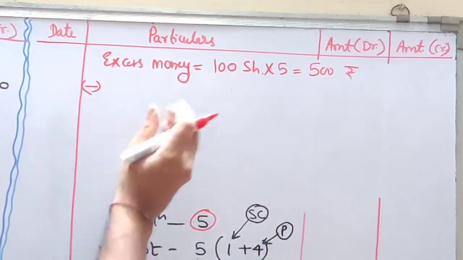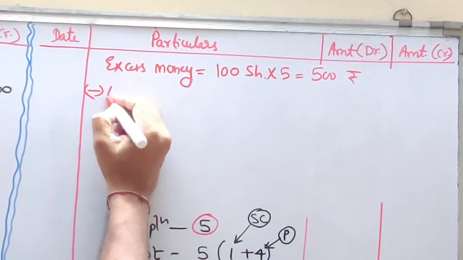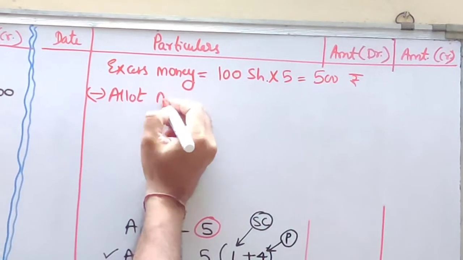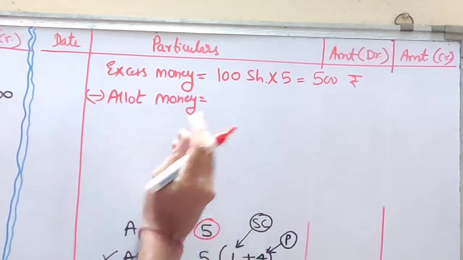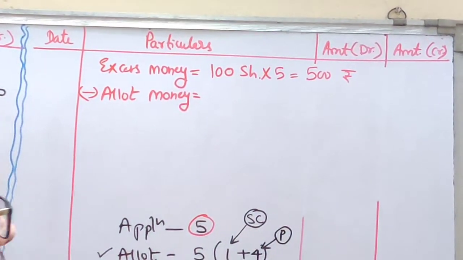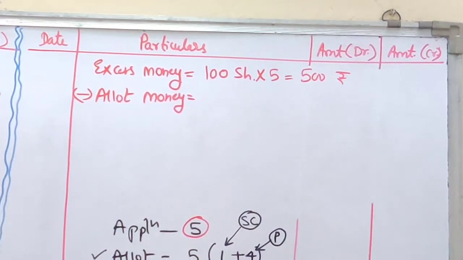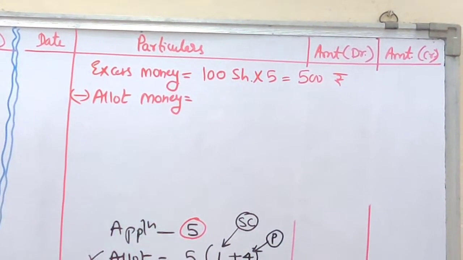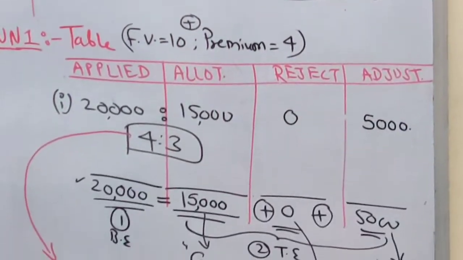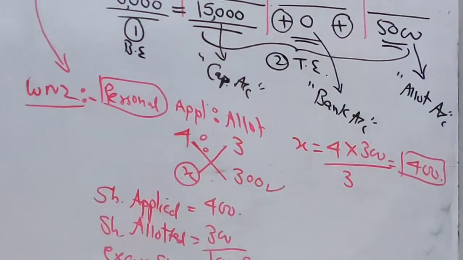Now what is the company going to do with this excess money? The company is going to adjust this against the allotment money of Mr. Ashutosh. We are doing the personal working of Mr. Ashutosh. So how many shares were allotted to Ashutosh? 300 shares.